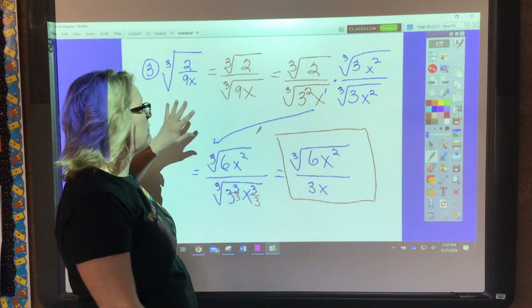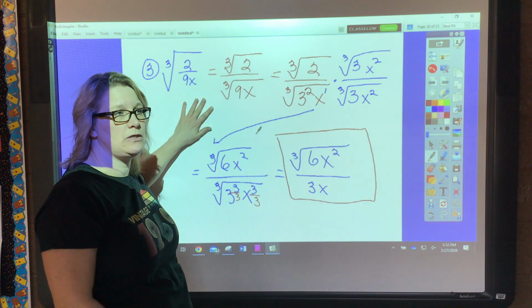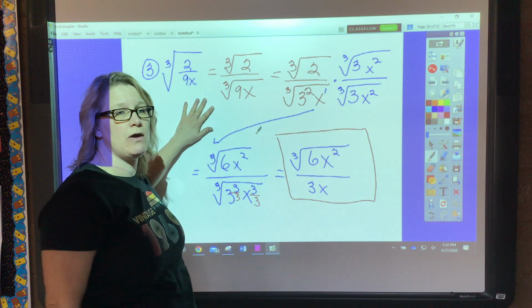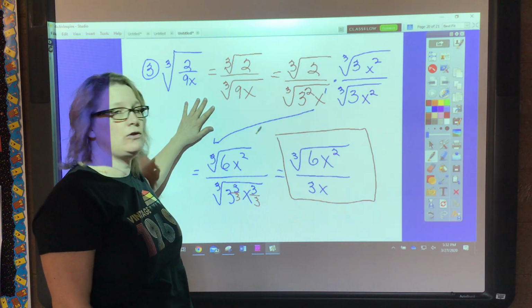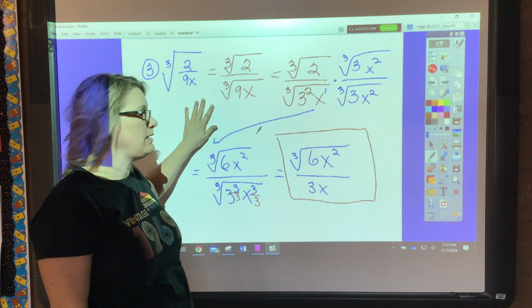Now, this is kind of a hard problem. Look in the example page. It's the second page into section 6-2. Look towards the bottom. There's some more examples on quotient product of property.